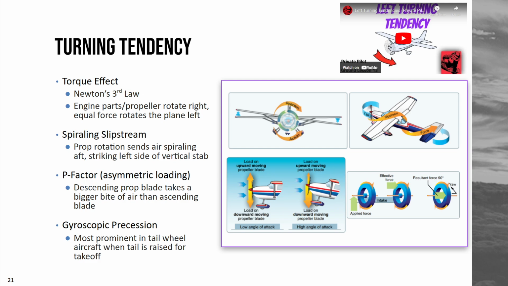So that right side descending blade has a bigger angle of attack on the relative wind than the left side upward ascending blade. Meaning more thrust is being created by the right side of our propeller than the left side when we are in higher angles of attack. The higher the angle of attack, the stronger P factor will be noticed.